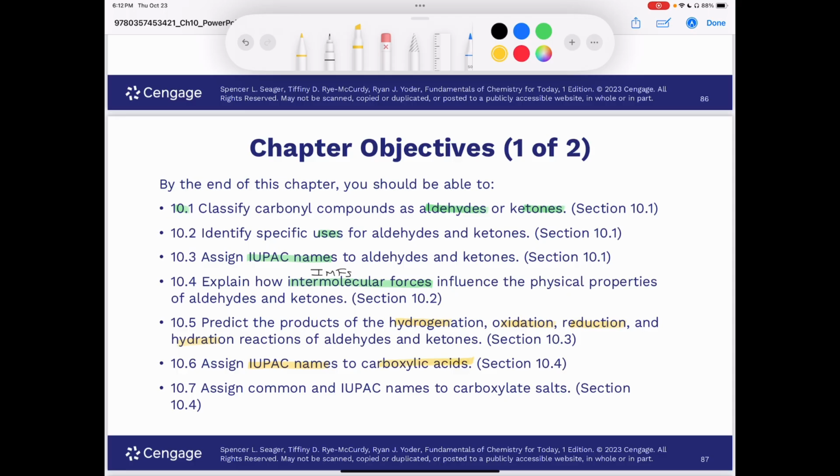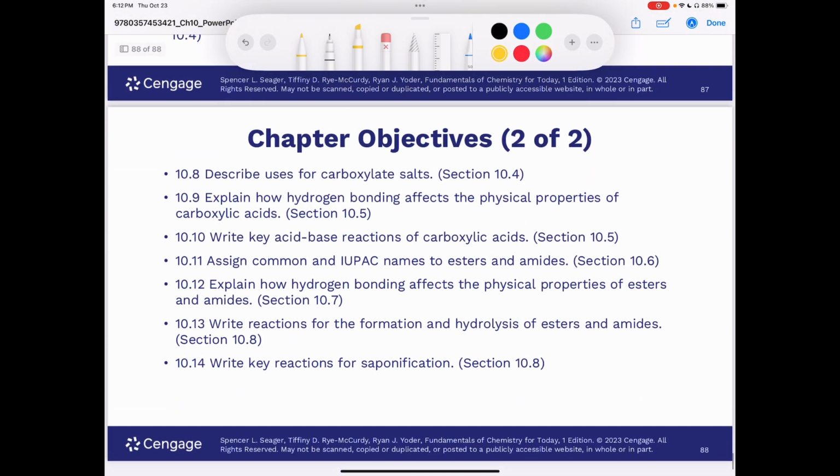You should be able to name a carboxylic acid using IUPAC nomenclature rules. You should be able to name a carboxylate salt, like we saw in the previous problem, sodium acetate, and so forth. You should be able to describe some uses for carboxylate salts, explain how hydrogen bonding affects physical properties of carboxylic acids. This is why carboxylic acids have such high boiling points. You should be able to write key acid-base reactions of carboxylic acids.